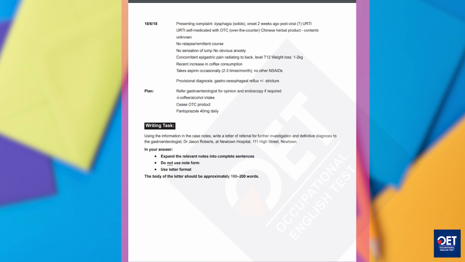Now here it's very clear the reader's name is Dr. Jason Roberts. He is a gastroenterologist, and you are requesting further investigation and also a final diagnosis for the patient. So we can say that you might have made your provisional diagnosis with the patient. That is why you are requesting him for the definite diagnosis. Okay, let's read the case notes now.